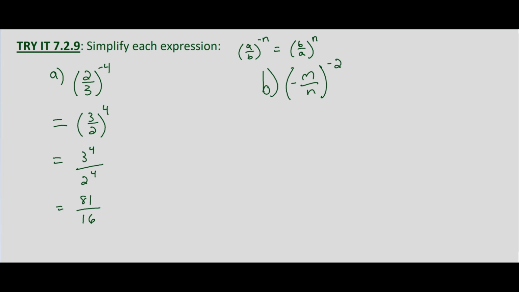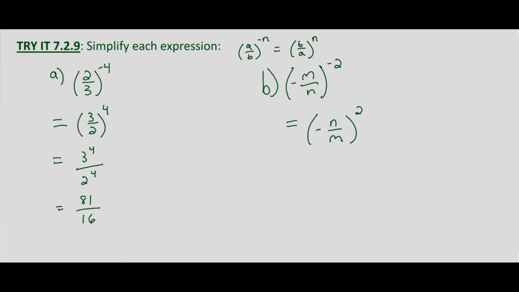Now with part B, we're given variables, so technically we should have to say m can't equal 0, n can't equal 0, but we'll just assume that it meets those properties. So we can just take the reciprocal. So this equals negative n over m squared. Now what do we know about a negative being squared?